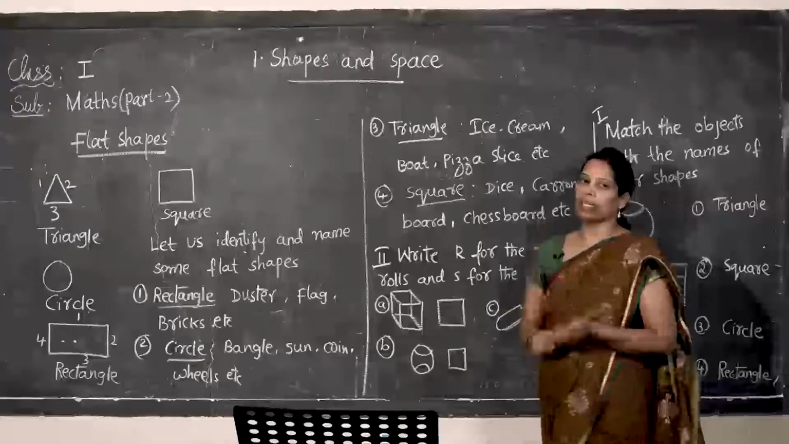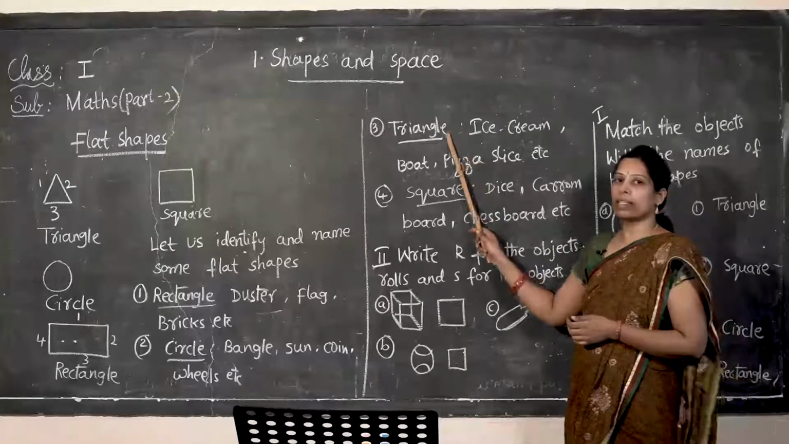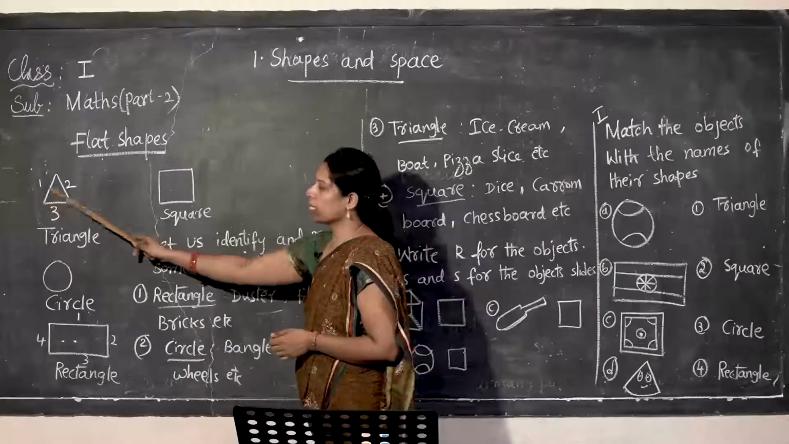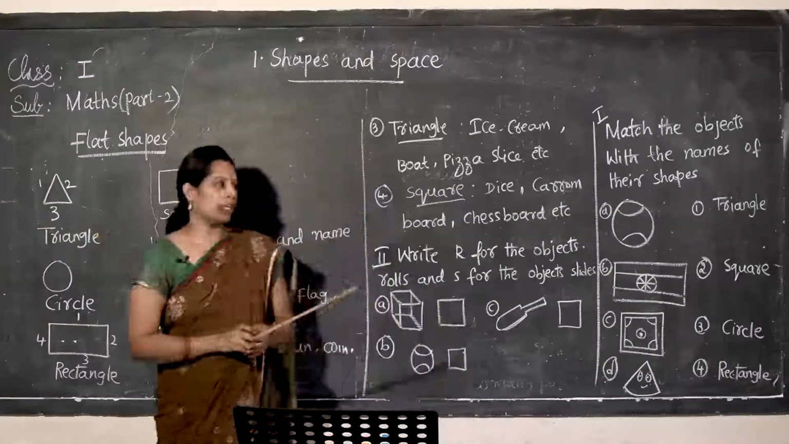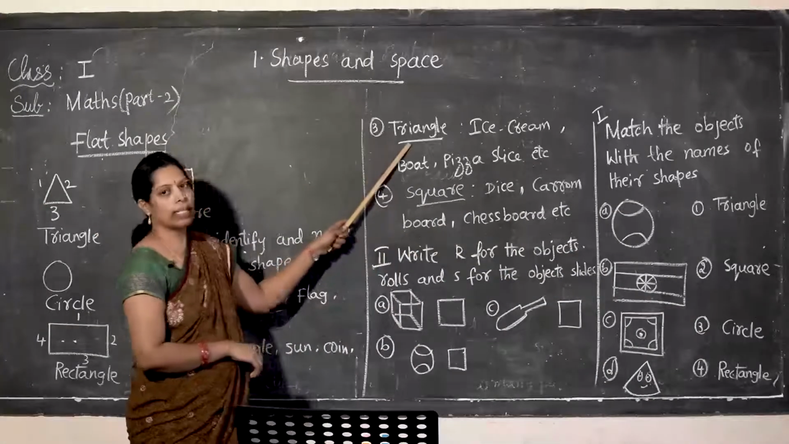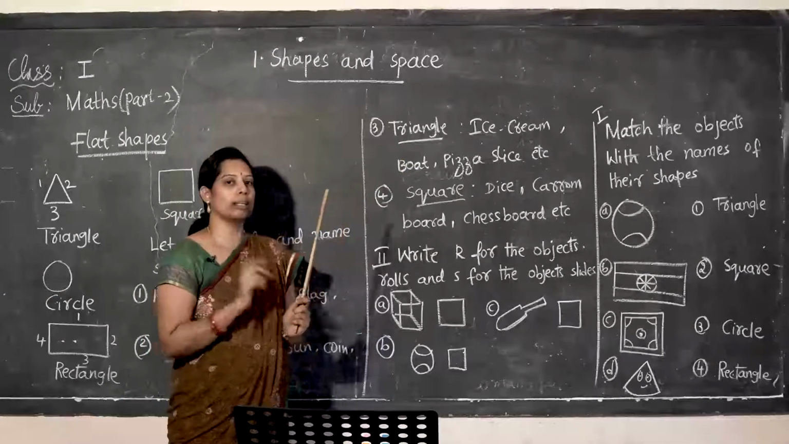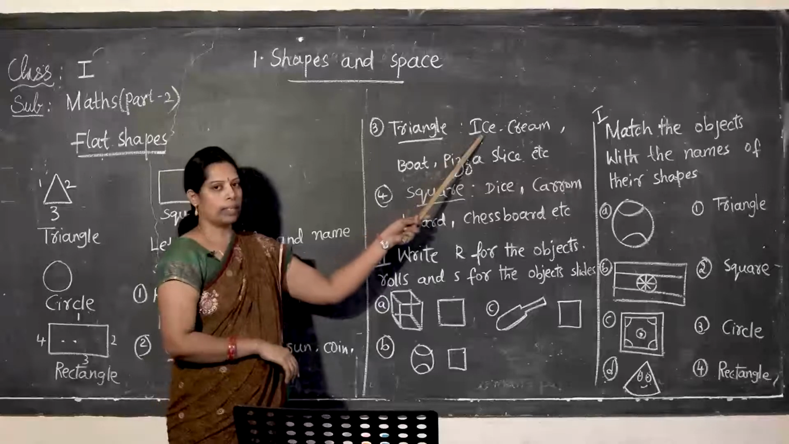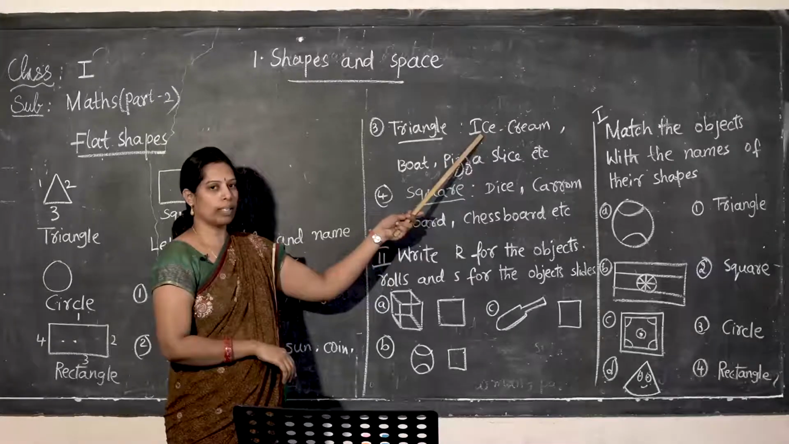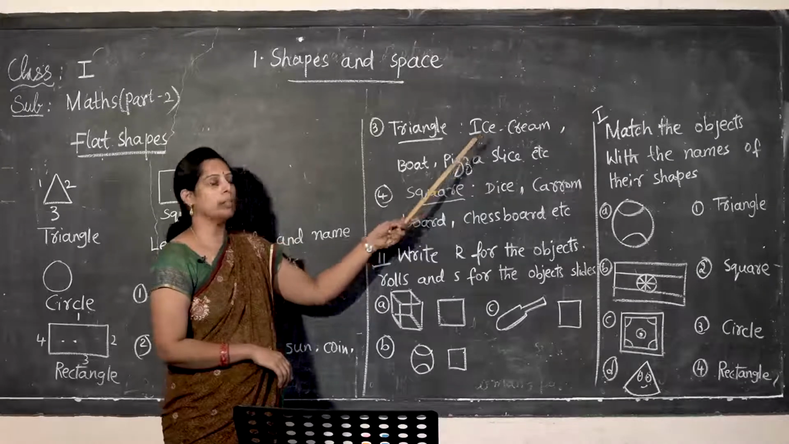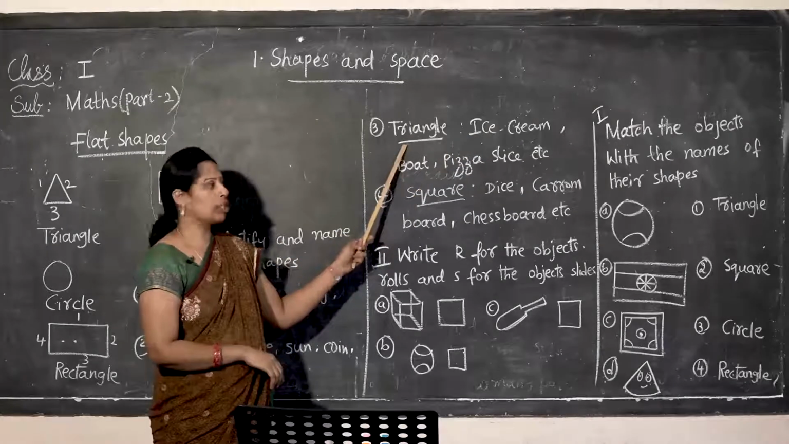Next, triangle. How many sides are there in a triangle? Yes, it is having 3 sides, 1, 2 and 3. So, a triangle is having 3 sides. Can you give some examples in our surroundings? Ice cream. Do you like ice creams? Yes, cone ice cream. What is the shape of that ice cream? It is triangle in shape.